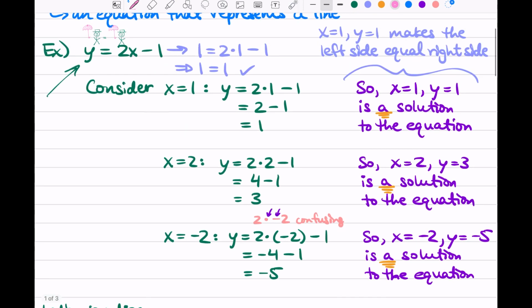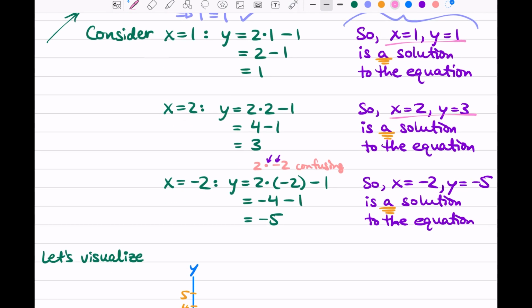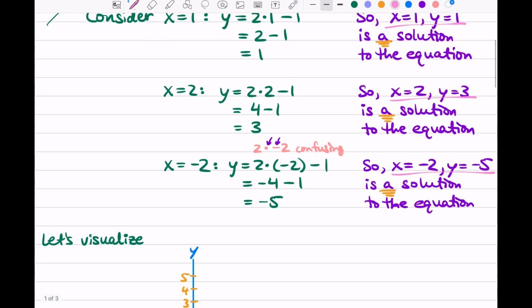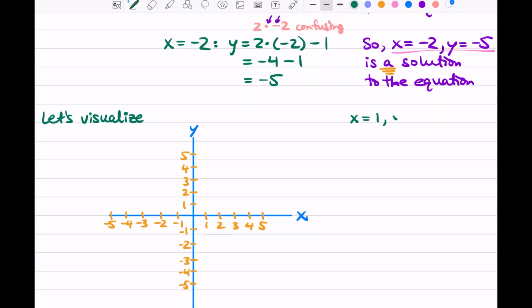So we have x equals 1, y equals 1, x equals 2, y equals 3, and x equals -2, y equals -5. I'll write down our 3 solutions that we want to place on this chart.